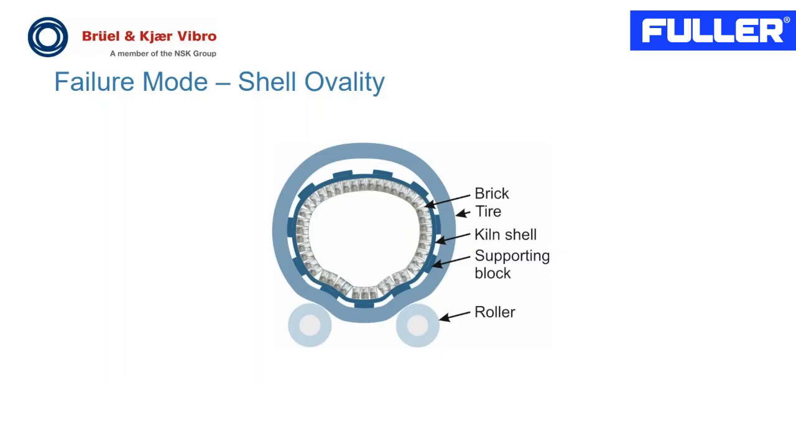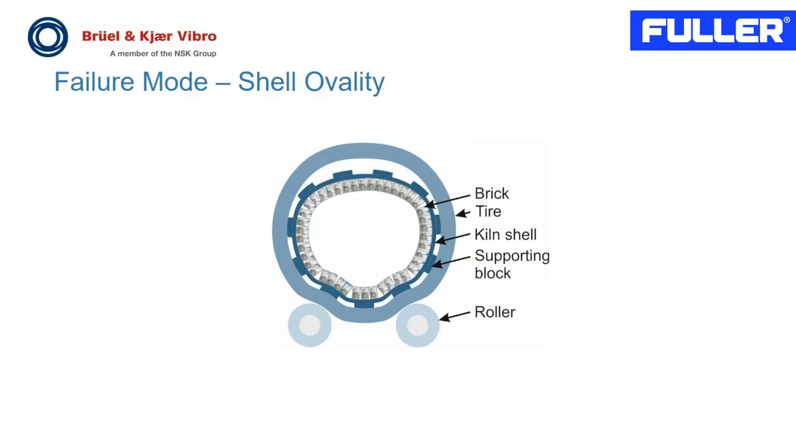The first thing I'd like to explain is what we call kiln shell ovality. Kiln shell ovality is a consequence of the design of the kiln. Basically, what you see in this illustration is a cross-section of the kiln. The kiln is supported by typically 3 supports, but it can be up to 8 or 9 depending on the size of the kiln. Each support consists of a tire, as you see in this illustration, which is supported on 2 rollers.